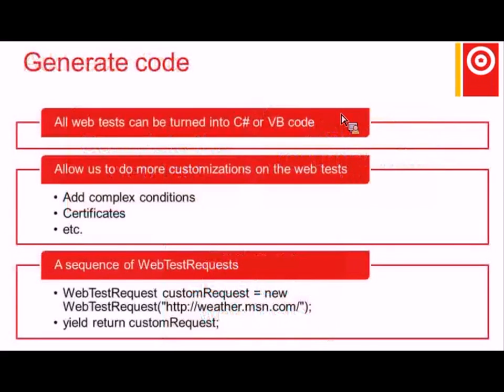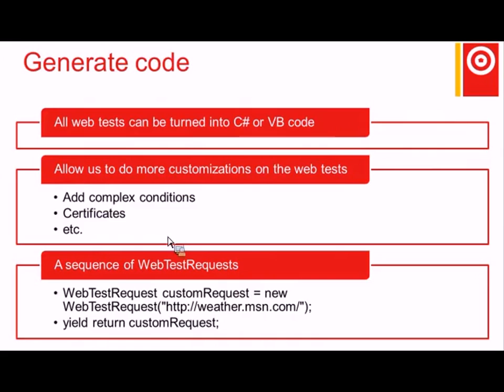Generate code, as I said, will allow you to generate your web performance test into source code. This can be very useful if you need to code directly around some of your requests. It's also very useful if you need to get in and change certificates halfway through a web performance test without it causing problems or pop-up windows or things like that.